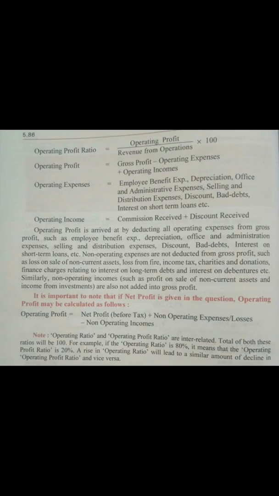The formula that is given for operating profit ratio is operating profit upon revenue from operation or net sales into 100. Operating profit ratio is represented in percentage form. For calculating operating profit, we can add gross profit and operating income, and from that we have to subtract operating expenses.